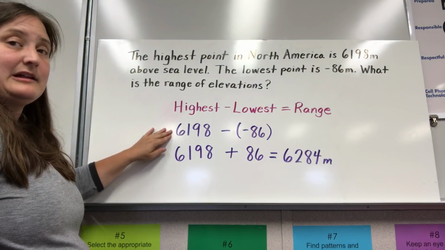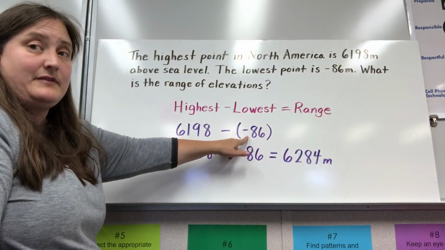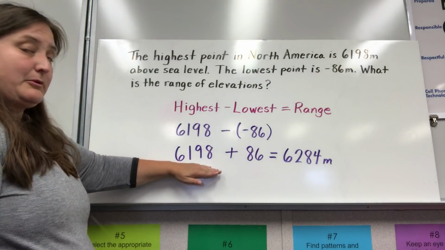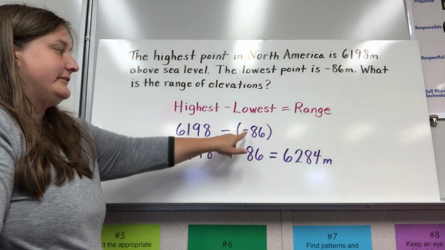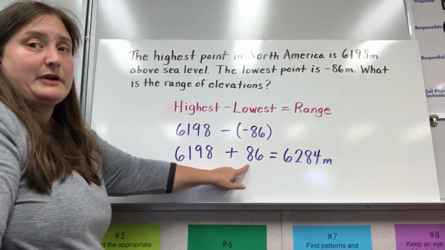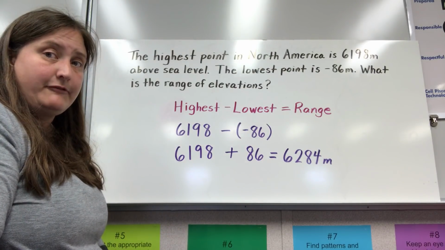So the highest point is at 6,198. I'm going to subtract the lowest point, which is negative 86. So I have to change this to addition. So the first number remains the same, 6,198, plus the second number after the plus sign becomes its opposite, 86. So there is a range between these two elevations of 6,284 meters.